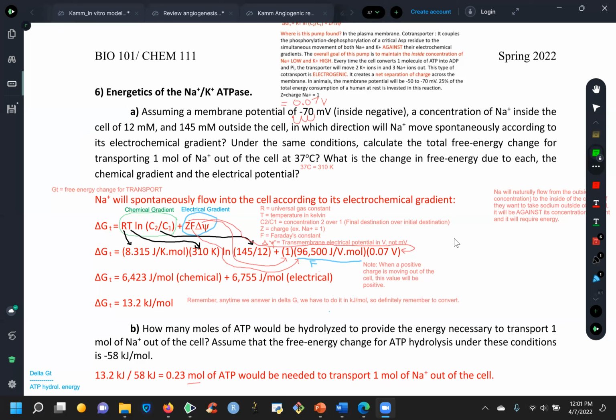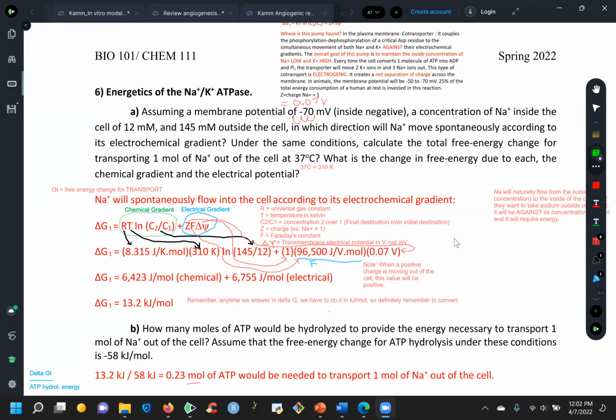And then let's see, what are they going to say? In which direction will sodium move spontaneously, according to its electrochemical gradient? They're going to ask us several questions. So is it going to move this way or that way? Spontaneously, this way, right? Spontaneously means with no energy, so that would just be down its concentration gradient. So we just answered the first question. It would be into the cell.